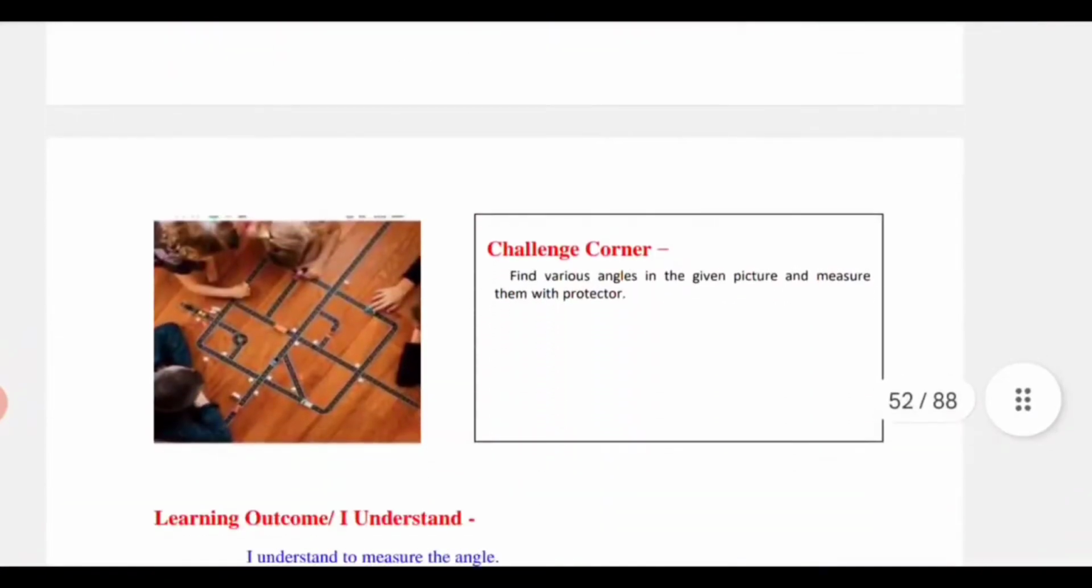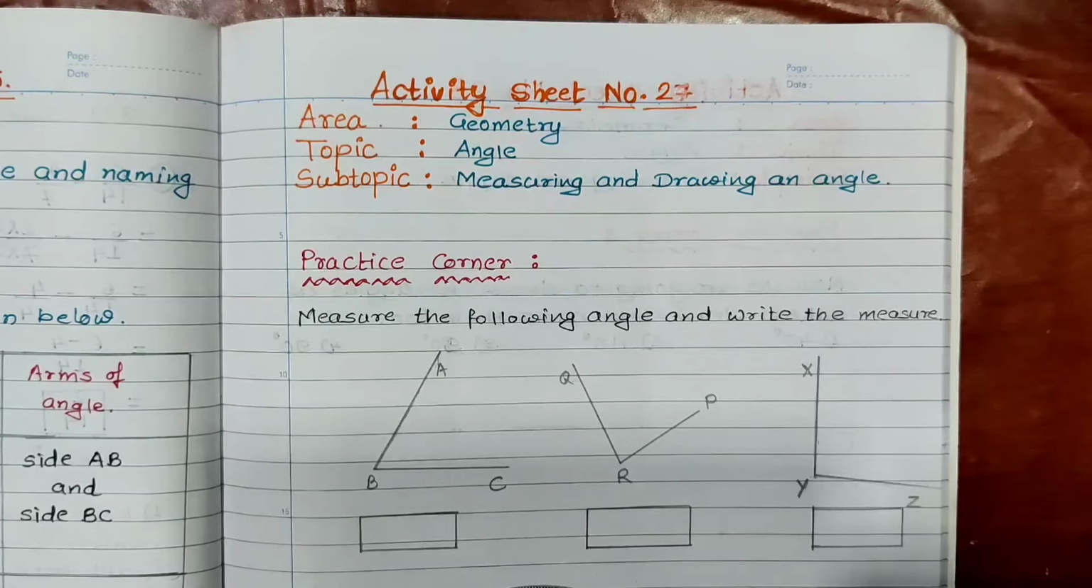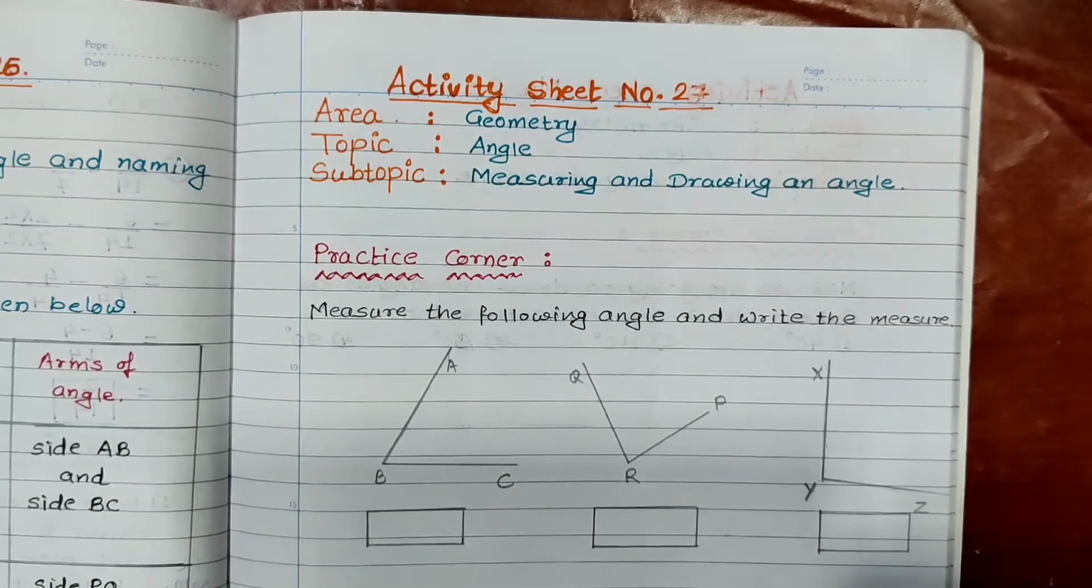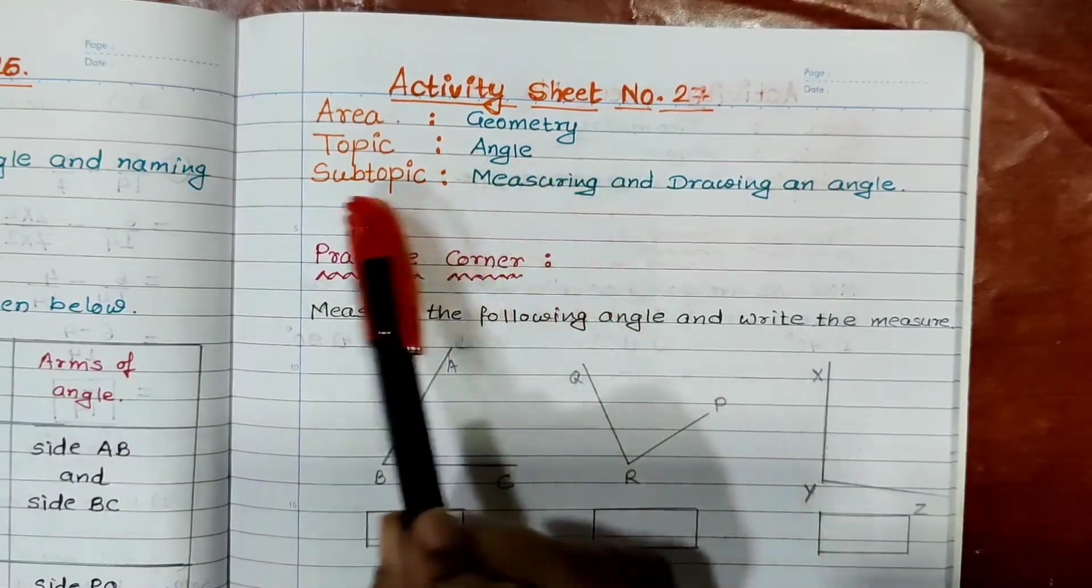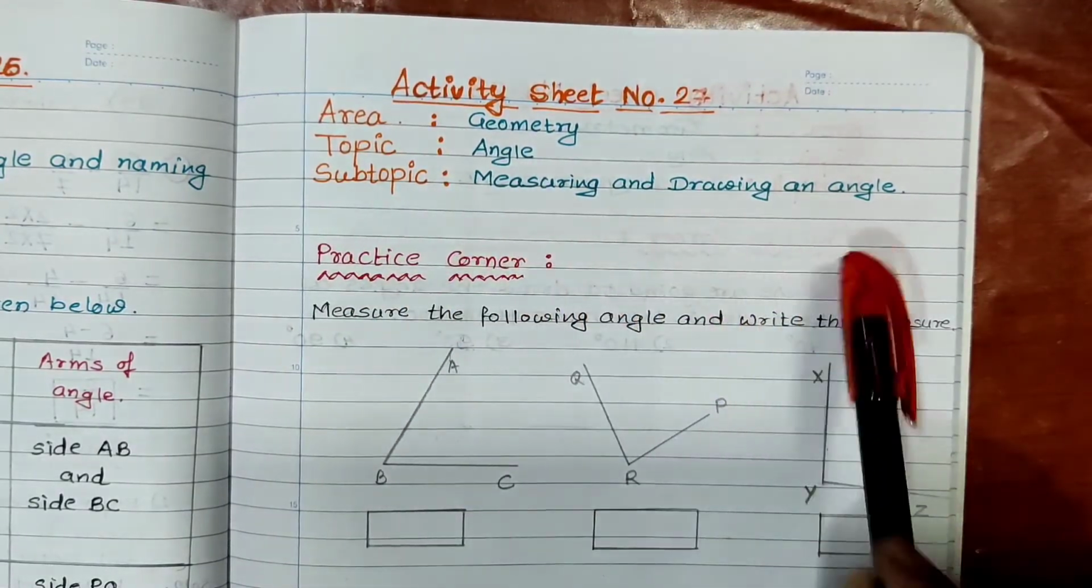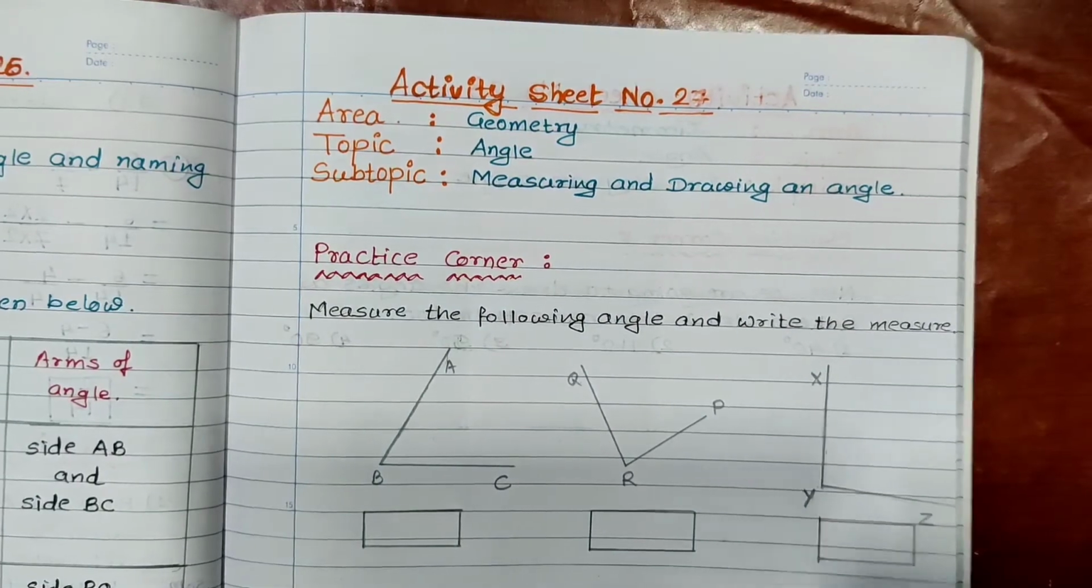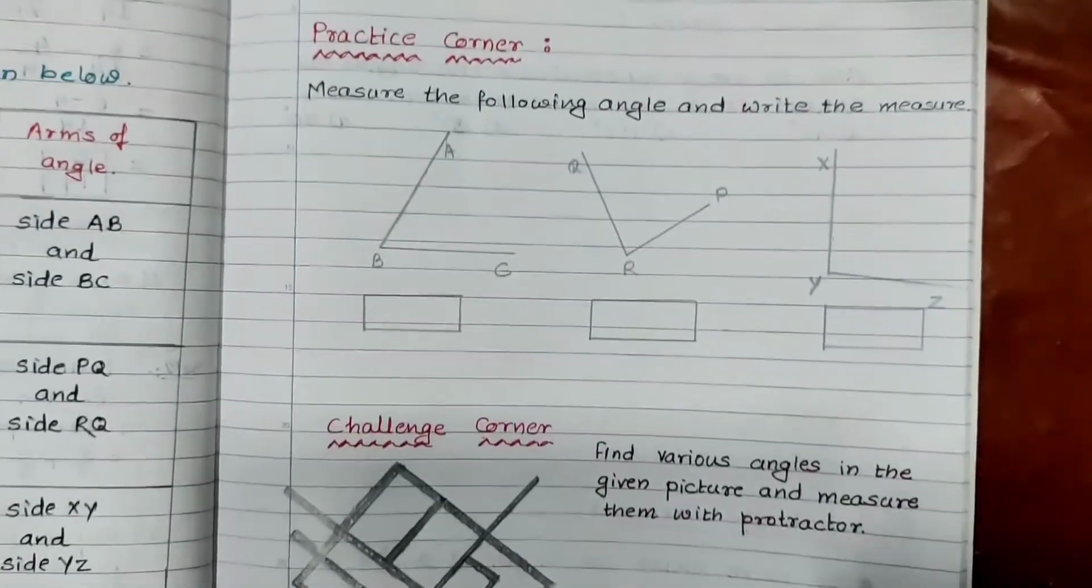If possible, I am going to draw. Okay, I am drawing this picture of challenge corner and I will show you how to measure one of the angles. So let us go to the notebook once again to solve the questions for activity sheet number 27. So this is activity sheet number 27. Area, geometry, topic, angle, subtopic, measuring and drawing of an angle. So let us measure the given angles in practice corner.